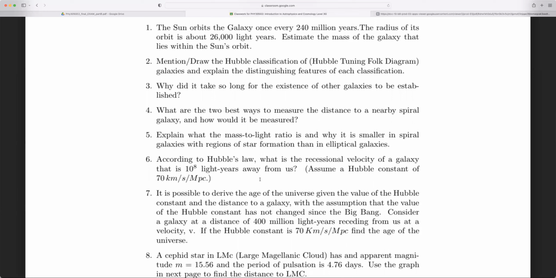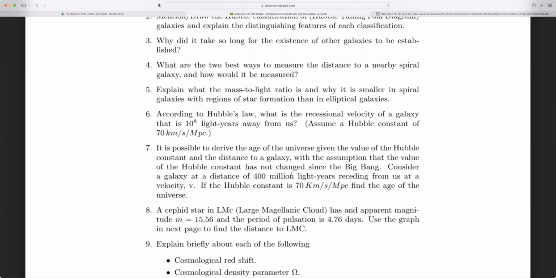And then: what is the recessional velocity of a galaxy that is 10 to the power 8 light years away from us? That's also something I have already discussed with you. Once you know the Hubble constant and the distance, you just need Hubble's law to find the velocity, right? It's kind of the inverse of what I discussed with you just a few minutes ago.